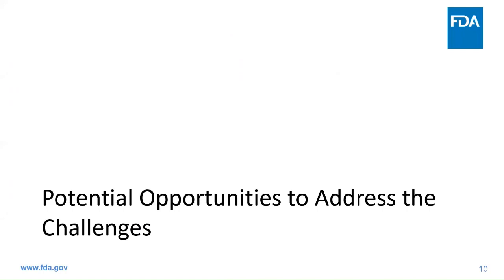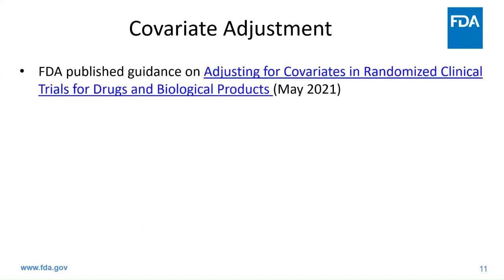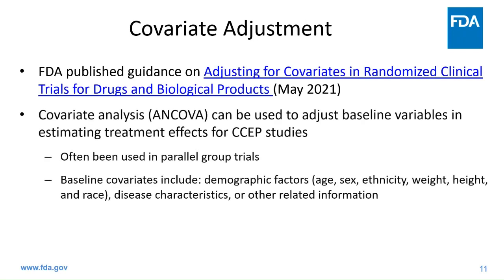So now let's look at some potential opportunities to address those challenges. The first one I listed here is covariate adjustment. The covariates can be used to adjust the baseline variables when estimating the treatment effects for the comparative clinical endpoint studies. Covariate adjustment is often used in parallel group trials, and the baseline covariates can be demographic factors, disease characteristics, or other related study information.